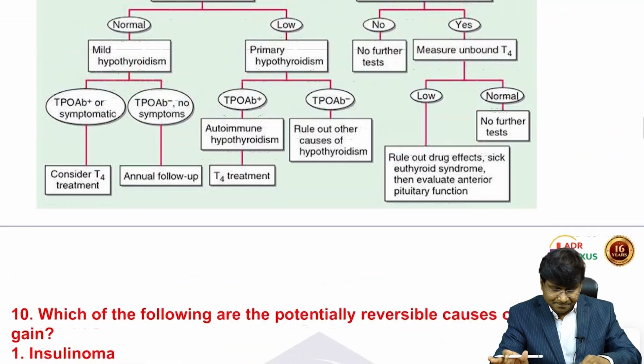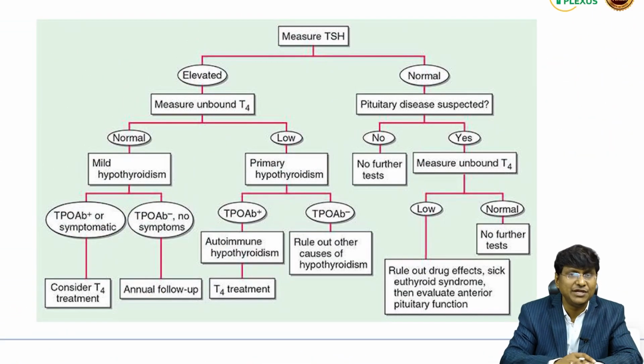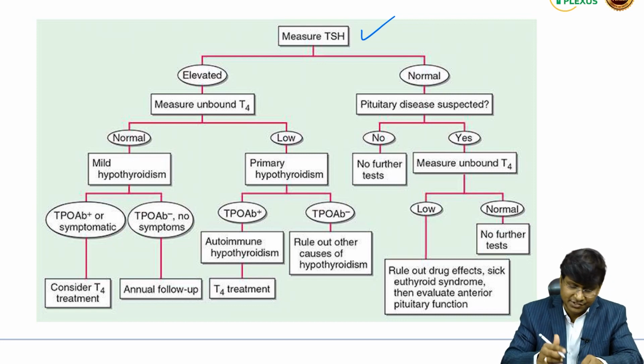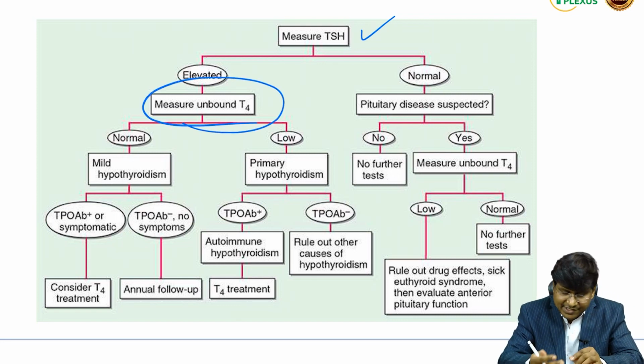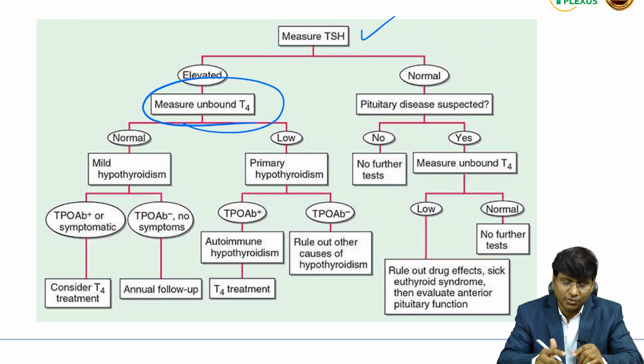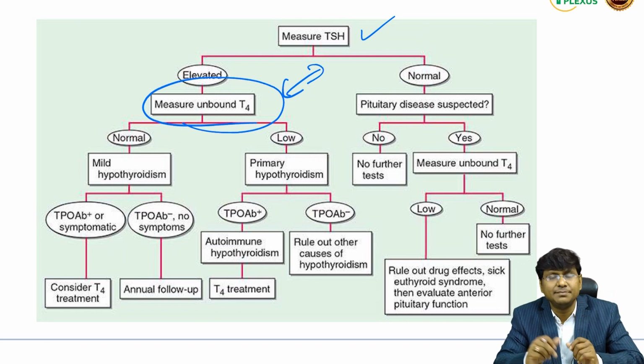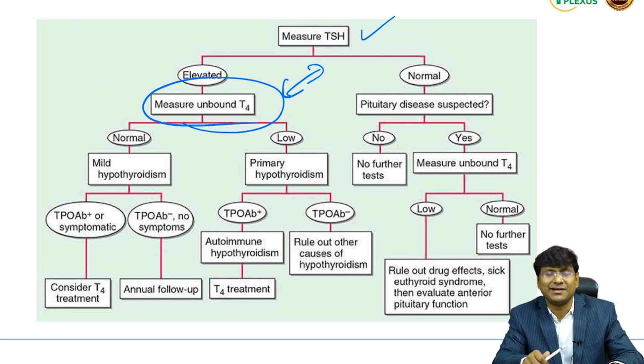And this is the flowchart of how you need to evaluate thyroid related disorders. First and foremost, very important is to measure the TSH. Followed by that, the next important step is to measure the unbound T4. Based on these two parameters, we will be able to make out whether it is hypo or hyperthyroidism, and accordingly you work up for the underlying etiology. So this is about the workup as well as the treatment of thyroid related disorders.